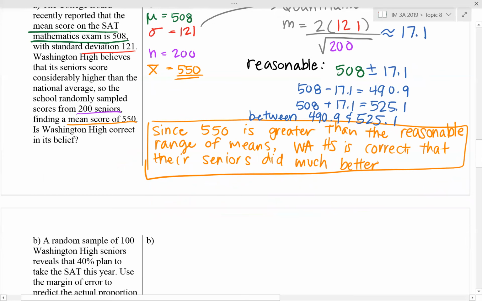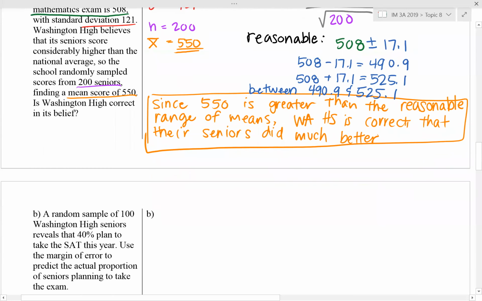So remember, this reasonable range means that an average that is close to that would land anywhere between 490 and 525. That would be a true statement that they're close within the average.